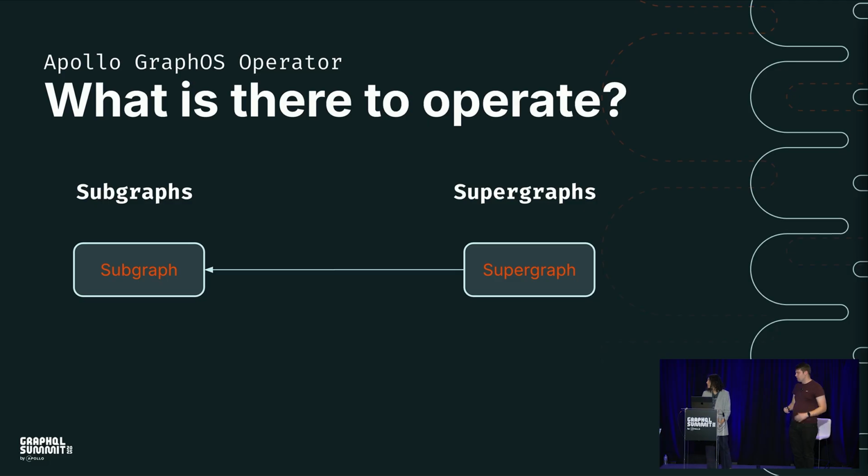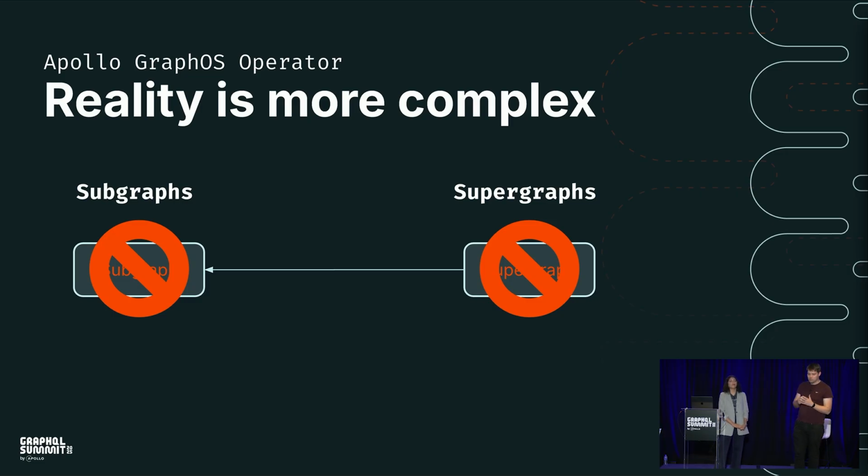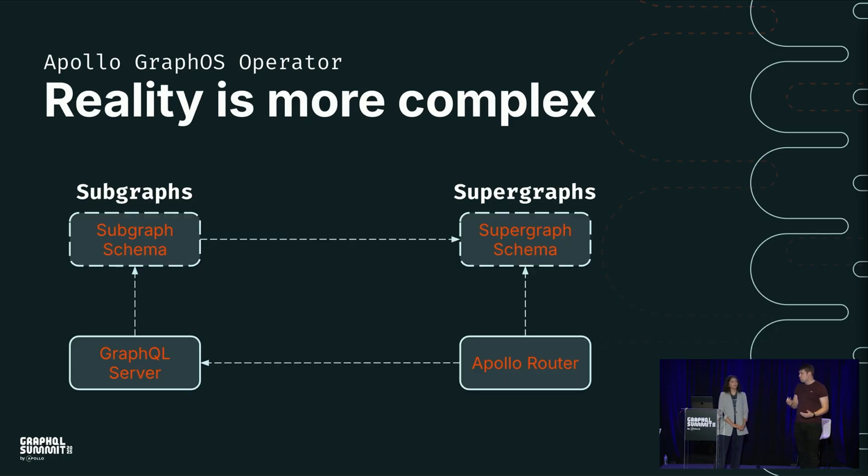If you think about it quite simply, and we think about what we have at the moment inside of GraphOS, we have subgraphs and we have supergraphs. But as soon as you apply any sort of critical analysis, that breaks down, and we all know that reality is way more complicated than that, because a subgraph isn't just a subgraph schema. It's a schema and an associated service that actually provides the resolvers. And the same with the supergraph. It's also a schema, but also a runtime which provides the ability for queries to be run against that schema. So you've got to manage all of these different parts and pieces, and that's what the operator allows.